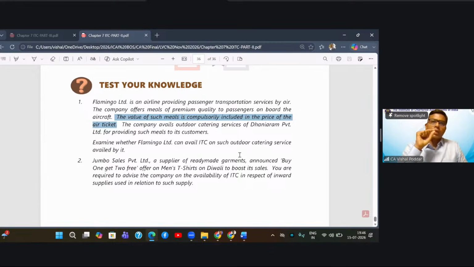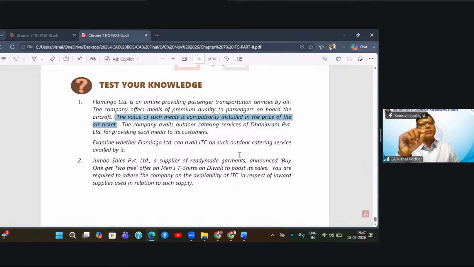Then you will say, even though 17(5)(b) blocks outdoor catering service, however, there is an exception applicable over here. So you need not mention both the exceptions. You will mention only the exception which is applicable. The exception applicable over here is that where my inward supply becomes the source of my outward revenue, it becomes part of my outward supply, then 17(5) does not block it. It allows the credit because this becomes an exception to 17(5).